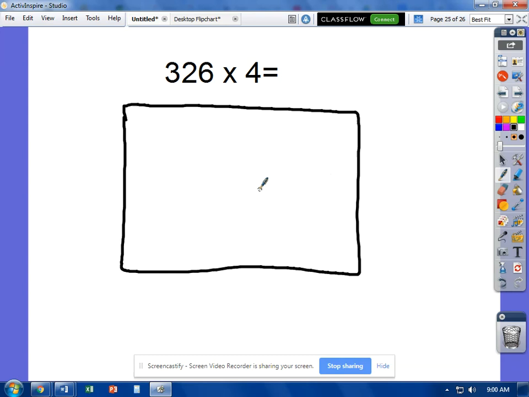Now remember, when we expand something, we're going by the value of its place value. So I know that this 3 is actually worth 300. This 2 is actually worth 20. And this 6 is actually worth 6. And I'm going to put it on the top because 326 is the largest. Then I'm going to expand 4. Because 4 is in the ones place and it's only worth 4, I know that it's just going to stay the same, and my 4 goes on the side.